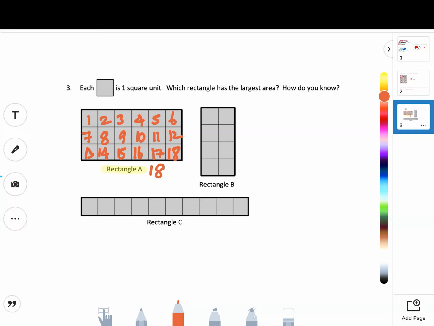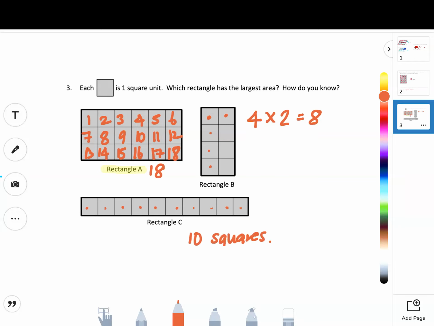In rectangle B, instead of counting the squares one by one, I'm going to use multiplication to find the number of squares. This is the same as the array, where the number here represents the number of rows, and this one represents the number of columns. I'm going to use my multiplication sentence, 4 times 2, and I found that this has only 8 squares. What about rectangle C? 1, 2, 3, 4, 5, 6, 7, 8, 9, 10. It has 10 squares.